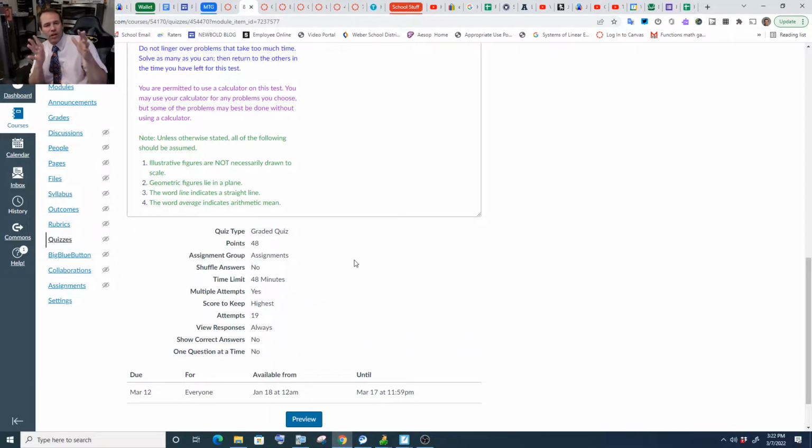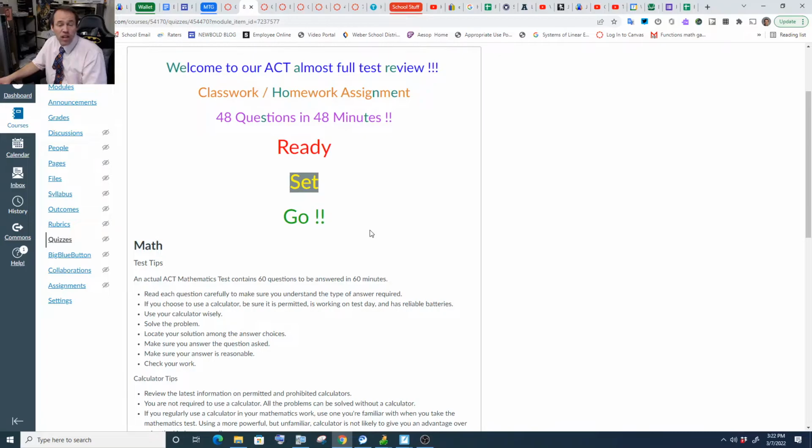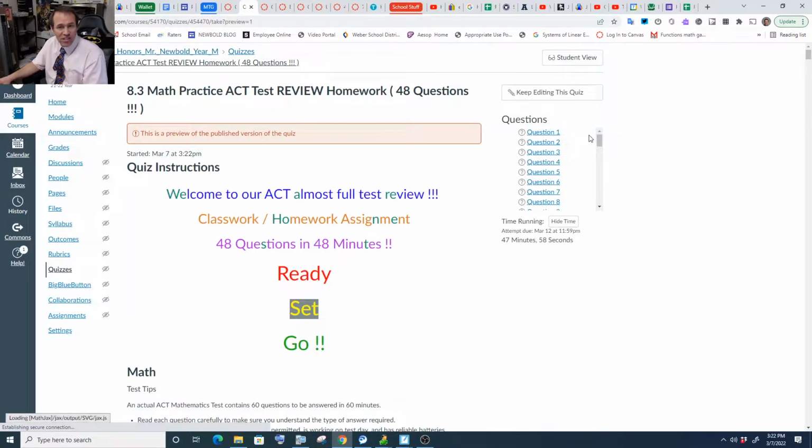What I would do is get a blank sheet of paper, write 1 through 24, 25 through 48, and then go through and answer as many questions as you can, write down all your work, and then it'll tell you which ones you missed at the end, right? And then go back through and do the ones that you missed after you already see how well you're doing.